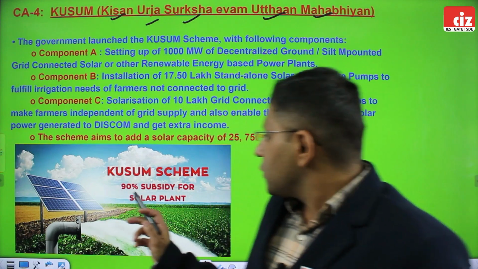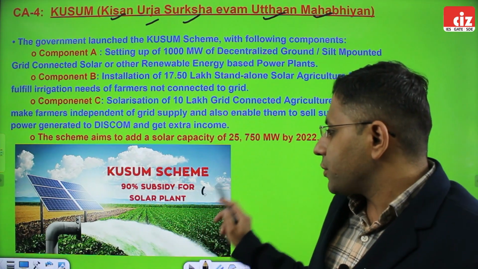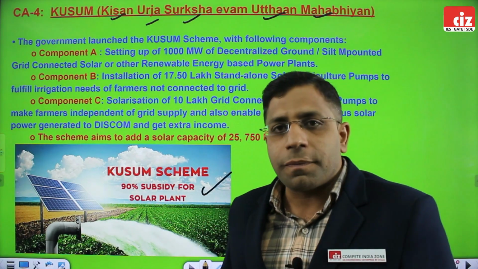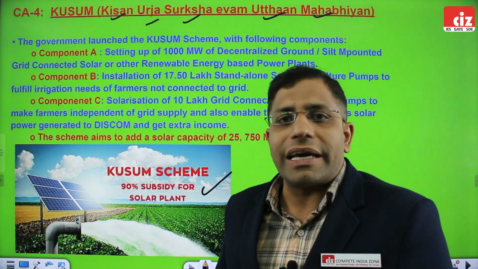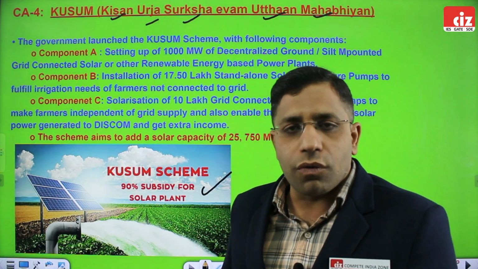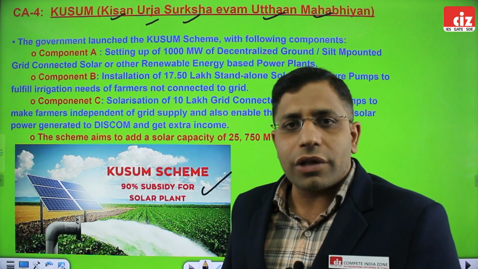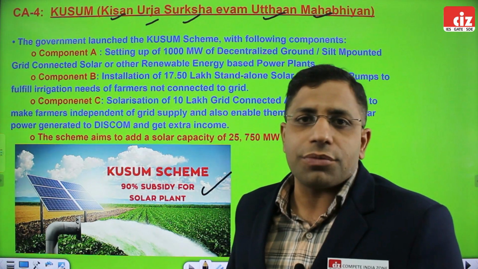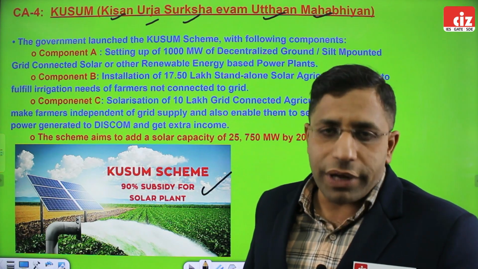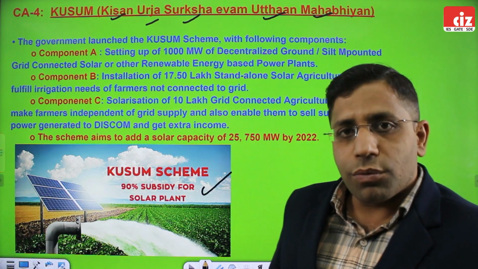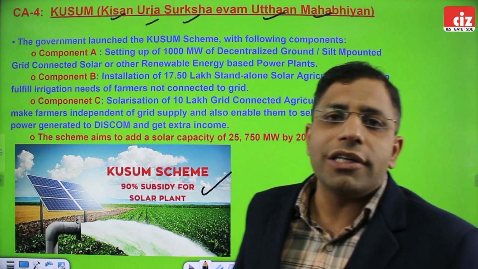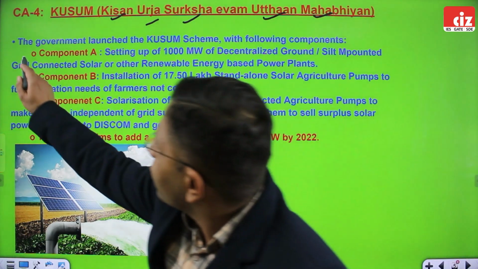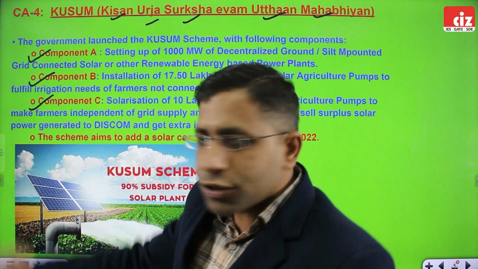Now, this is a scheme that provides a 90% subsidy for solar power plants. Solar plants are used in the agriculture domain so as to pump out water through electricity. So overall, for the agriculture sector of the country, the farmers will be getting the subsidy and will be benefited to a large extent. Furthermore, the government has created 3 components out of it, highlighted as component A, B and C.